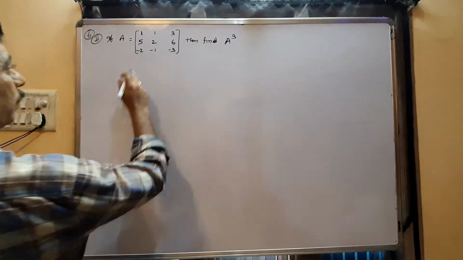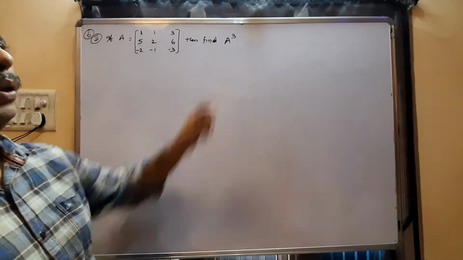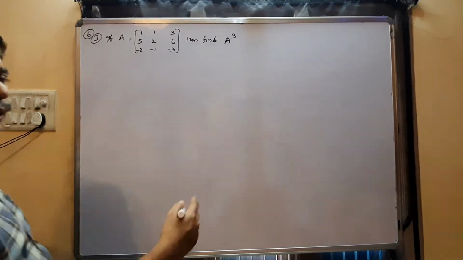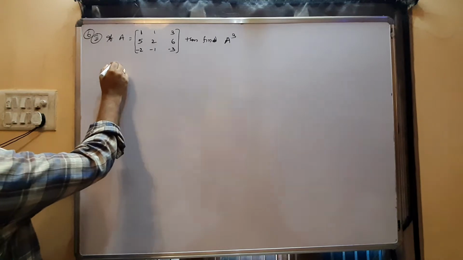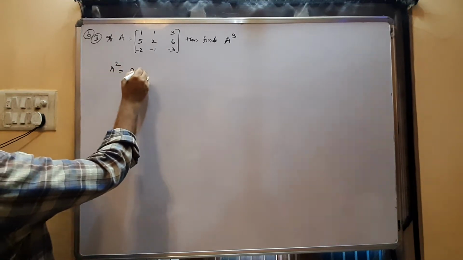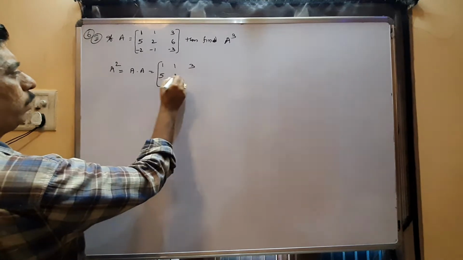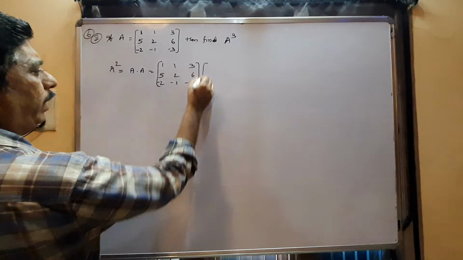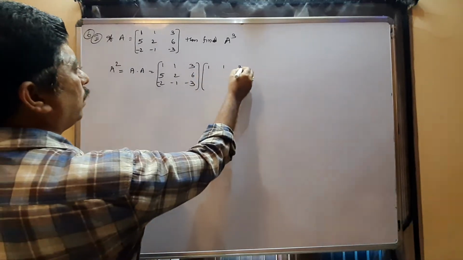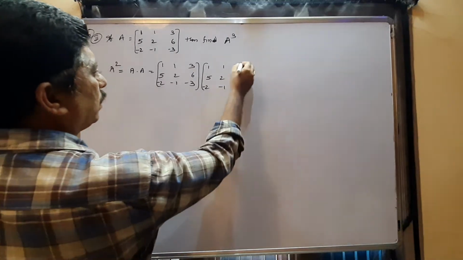Now coming to the matrix A given as [1, 1, 3; 5, 2, 6; minus 2, minus 1, minus 3]. You have to find A cubed. A cubed means A into A into A, otherwise A square into A. So you have to find A square, that is A into A, that is [1, 1, 3; 5, 2, 6; minus 2, minus 1, minus 3] into again A, [1, 1, 3; 5, 2, 6; minus 2, minus 1, minus 3].